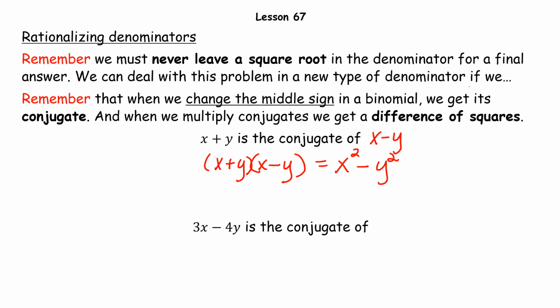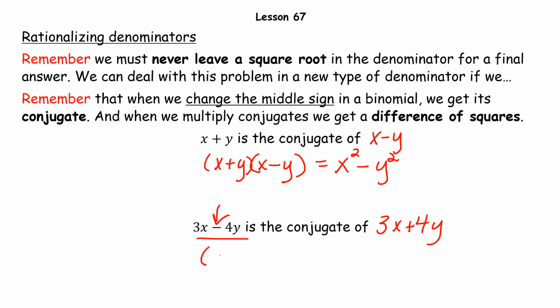So, recap. A conjugate of a binomial is just the exact same binomial, but the middle sign changes. So the conjugate of 3x minus 4y is 3x plus 4y. It's not the opposite. I didn't multiply everything by -1. It's not the opposite. It's the conjugate. I'm just changing one of the signs, the sign in the middle.